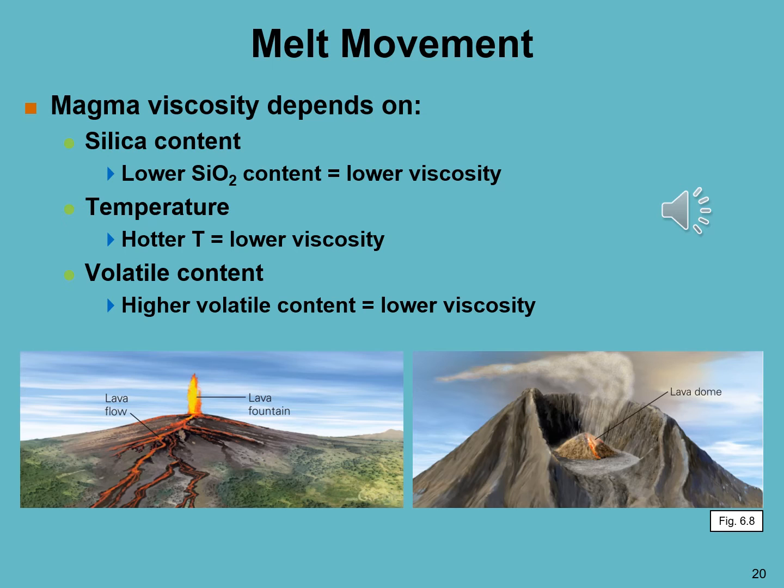Mafic lavas can travel for hundreds of kilometers, whereas felsic lavas generally travel less than a kilometer or two. Mafic basalts or lavas have a higher melting temperature. They contain less volatiles and less silica than felsic magmas or lavas. Mafic lavas flow easily and are less viscous than felsic magmas or lavas, which are stiff and considerably more viscous than mafic lavas.